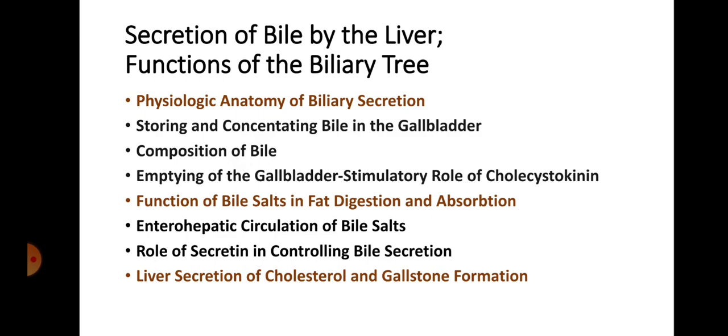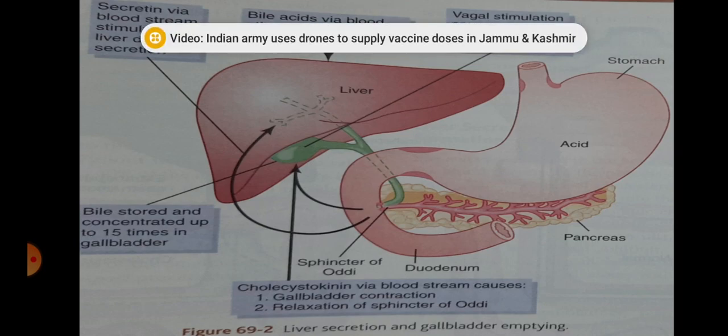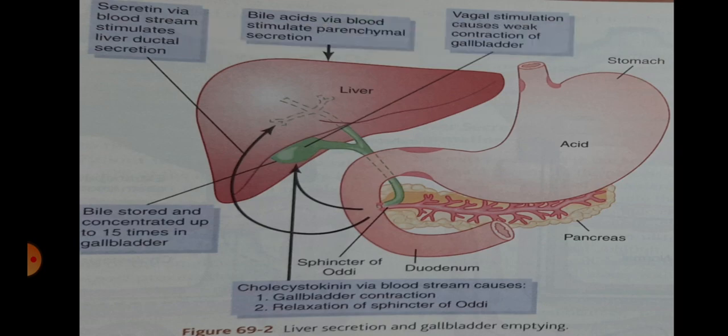as shown in figure 69.2. See figure 69.2, showing the liver secretion and gallbladder emptying. You can see in the liver bile acids via blood stimulate parenchymal secretion. You can see the bile may empty directly into the duodenum, or it may be diverted into the gallbladder via the cystic duct.